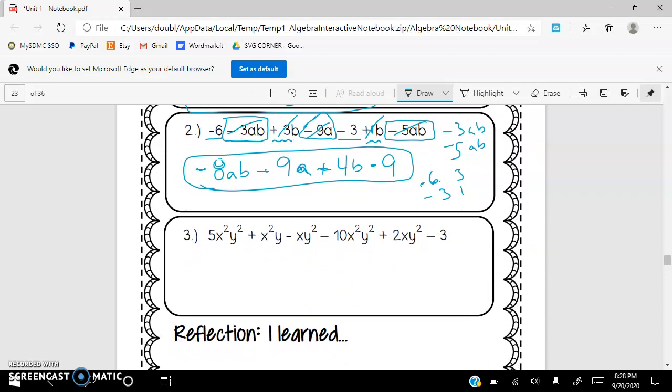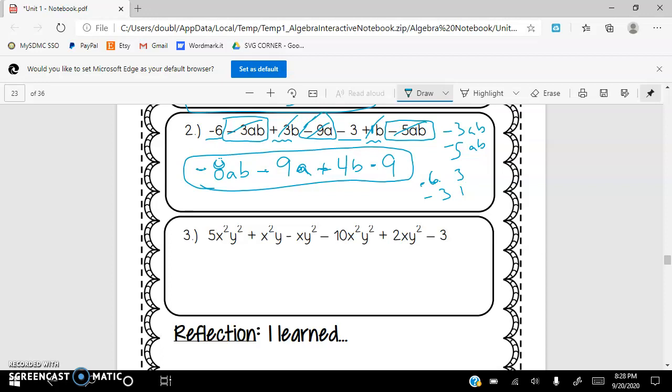Now this one, number 3, will confuse you, but what we want to do is take the same variables with the same exponents. So if it has x squared, we're going to take the x squared. If it has a y squared, we're going to find everything that has a y squared and combine it. So let's start with the first one.